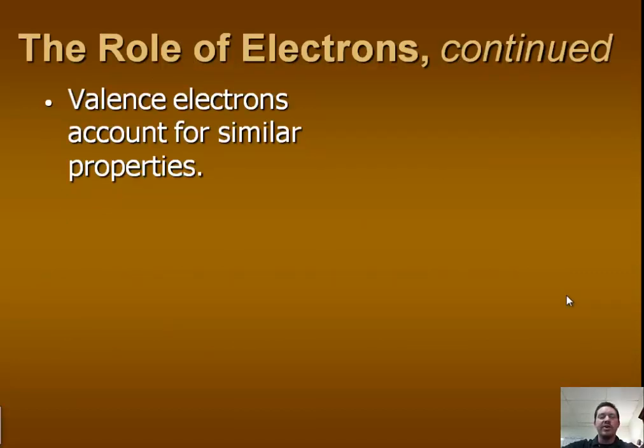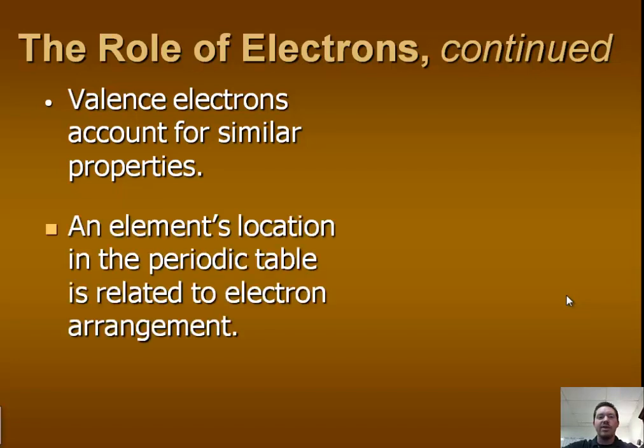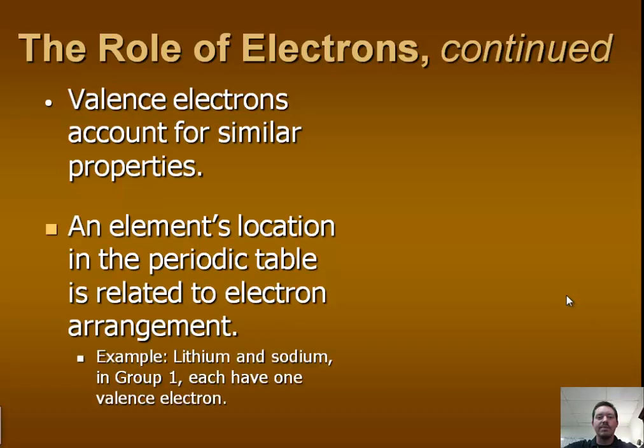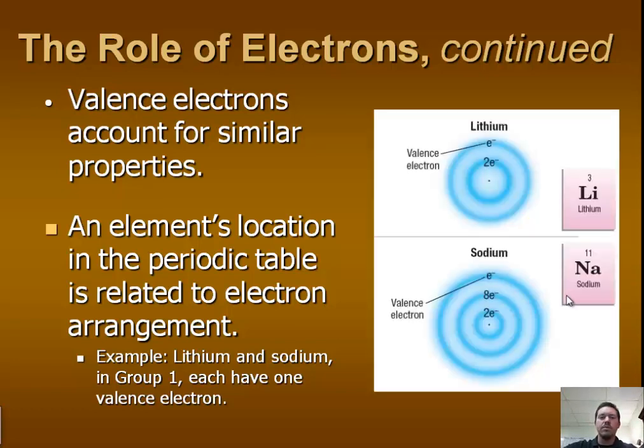So our next note here, valence electrons account for these similar properties. An element's location in the periodic table is related to the electron arrangement. For example, on the very left side of the periodic table, you've got lithium and sodium that are just below hydrogen in group 1. Each one of these has one valence electron. And basically, a valence electron is just the outermost electrons.